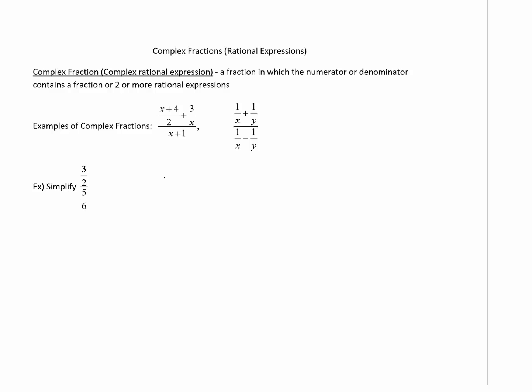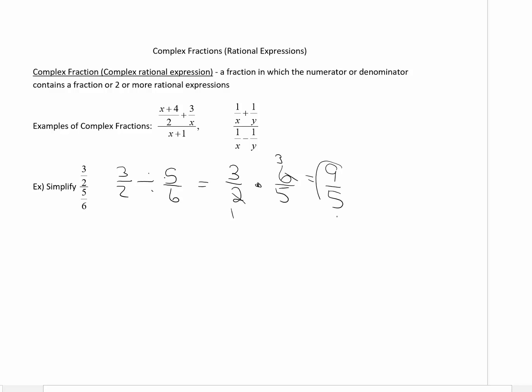All right, so let's take a look at a real basic example then. Now this fraction bar means to divide, so I can rewrite this as 3/2 divided by 5/6. Well, when you divide fractions, you leave the first fraction the same, you change it to multiplication, and you take the reciprocal of the second fraction. Divide out the common factors, and then you multiply across. In this case, that gives me 9/5.